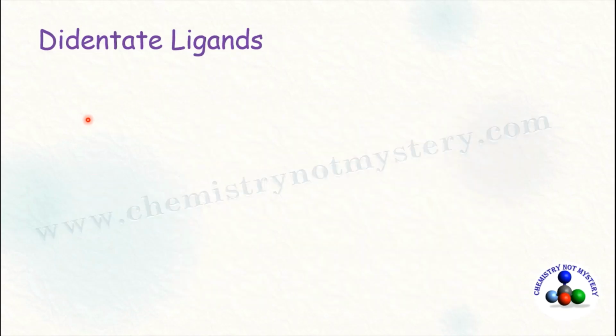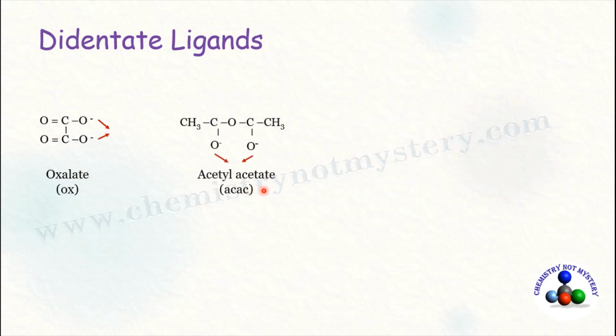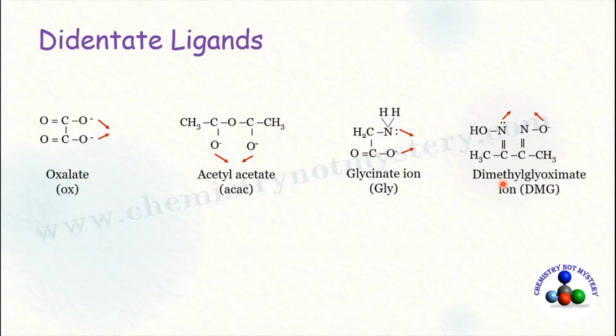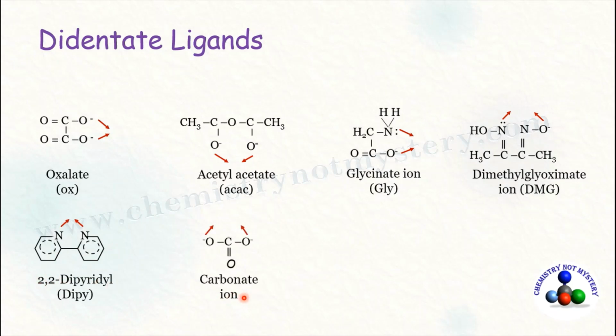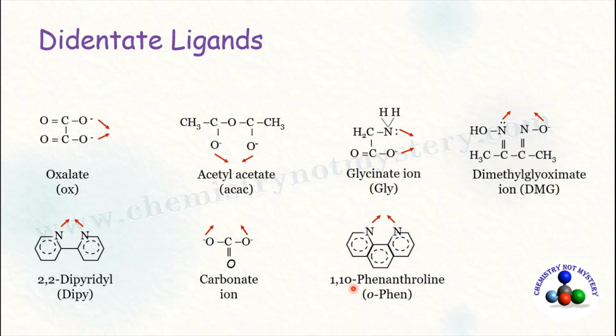Here are a few examples of bidentate ligand. For example, oxalate, acetylacetonate, glycinate ion, dimethylglyoximato ion or DMG, 2,2'-dipyridyl, carbonate ion, and phenanthroline. These are all examples of bidentate ligand, as they all have two donor sites.